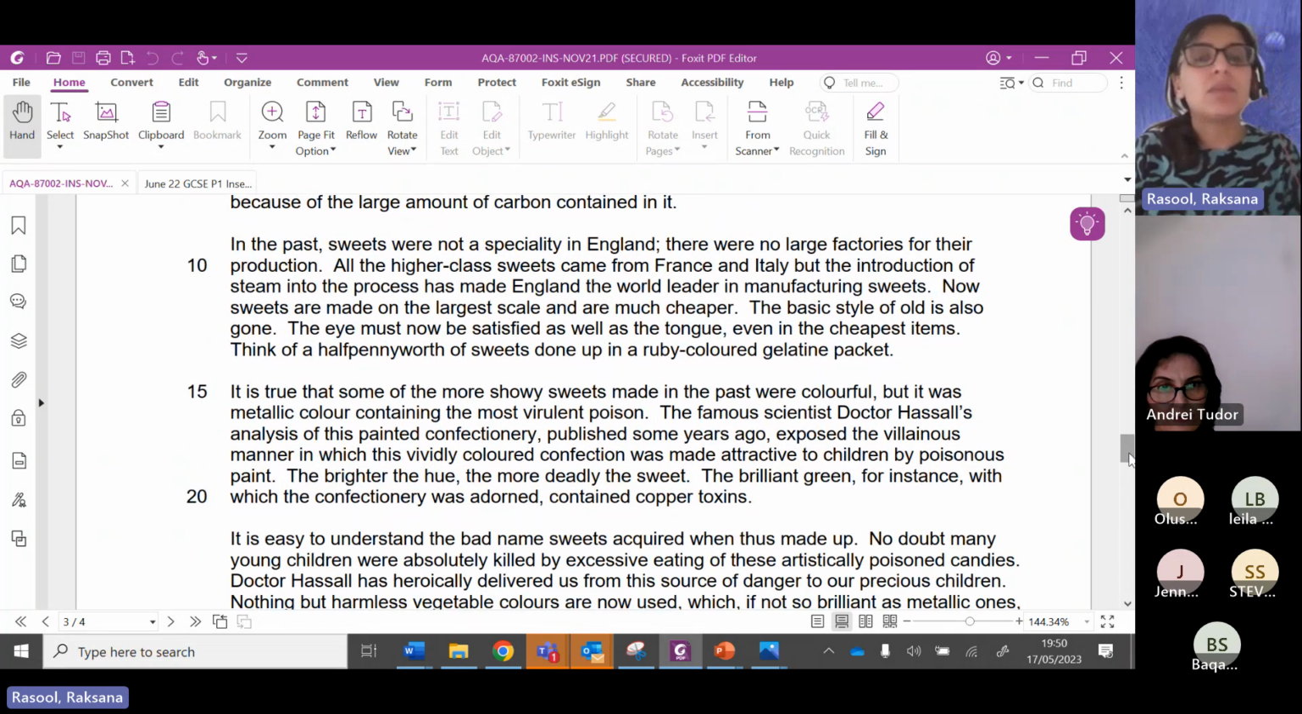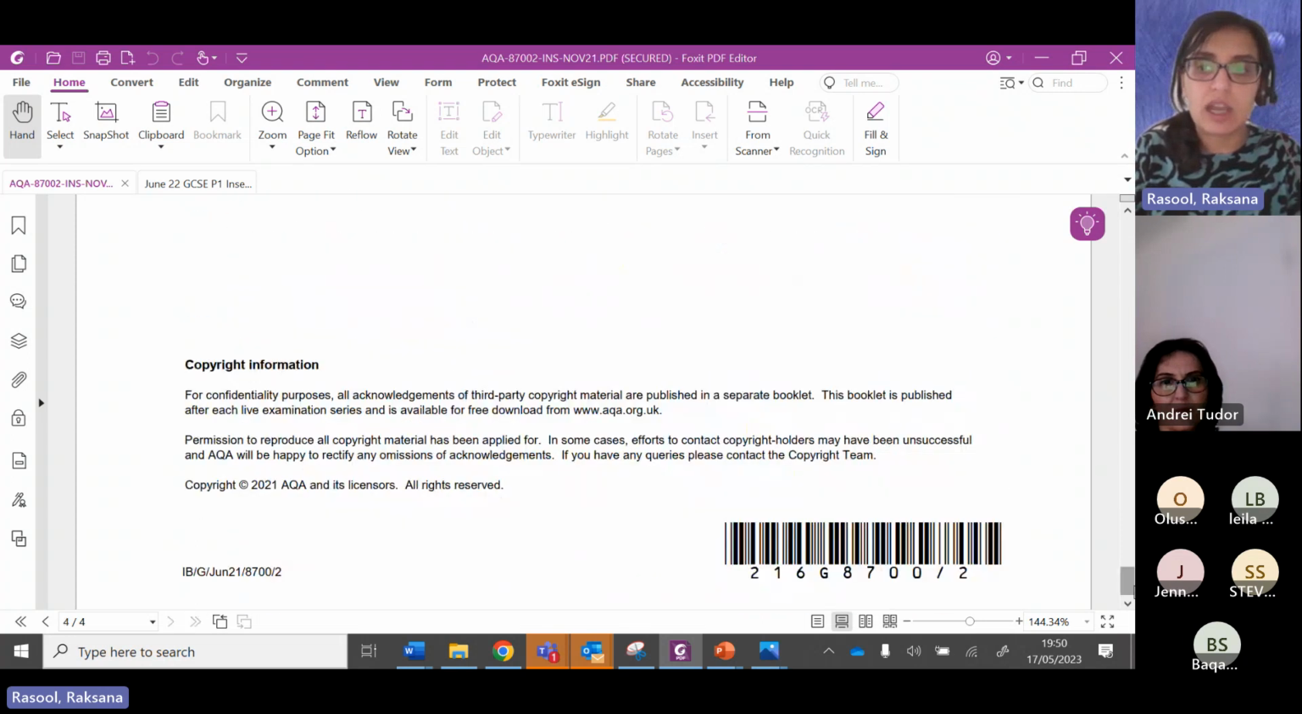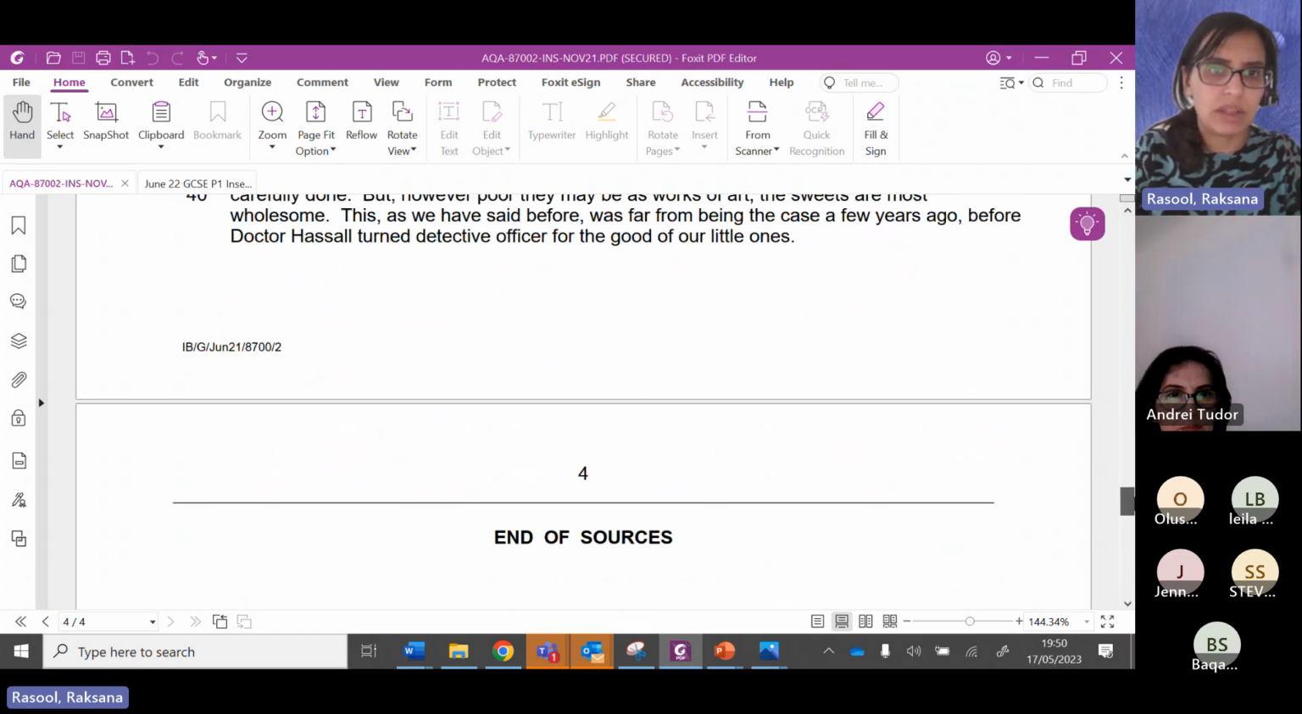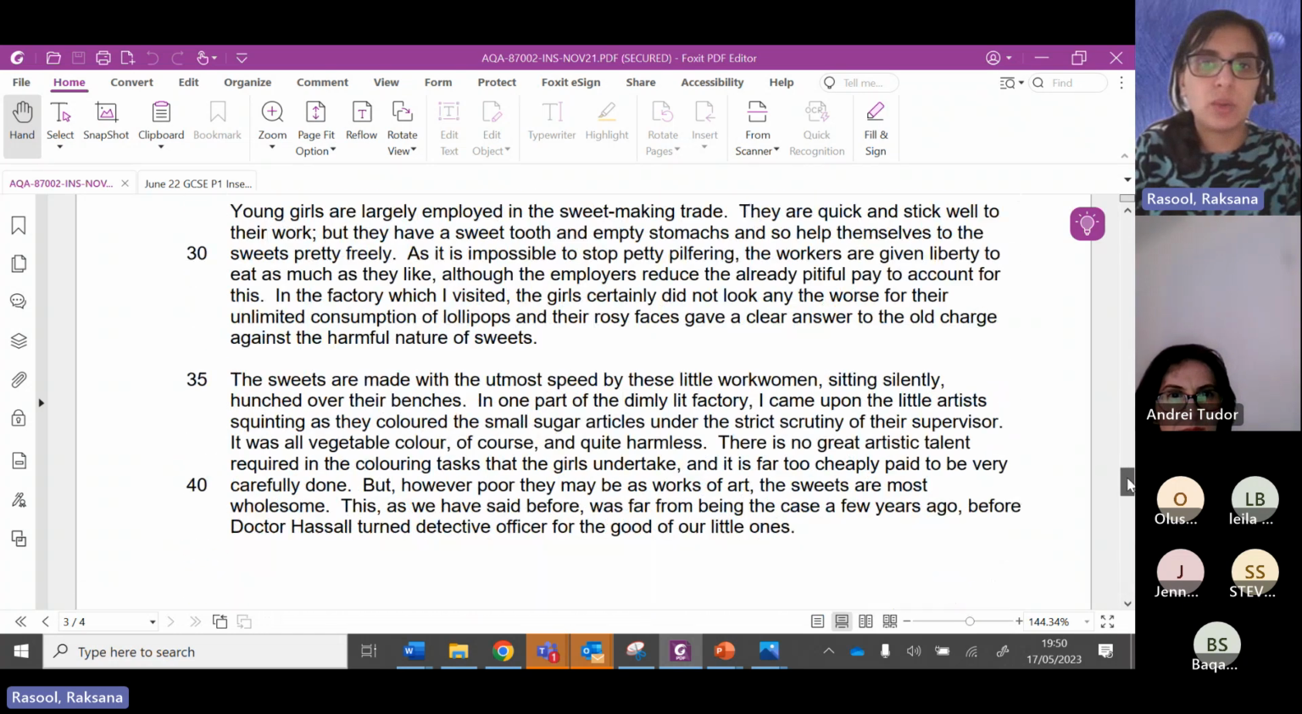It is true that some of the more showy sweets made in the past were colourful, but it was metallic colour containing the most virulent poison. So virulent, I think there's a key here. Oh no, there isn't. Virulent is like the most dangerous poison. Sometimes they give you a key and I don't know why they haven't. So they're assuming you know the word virulent.